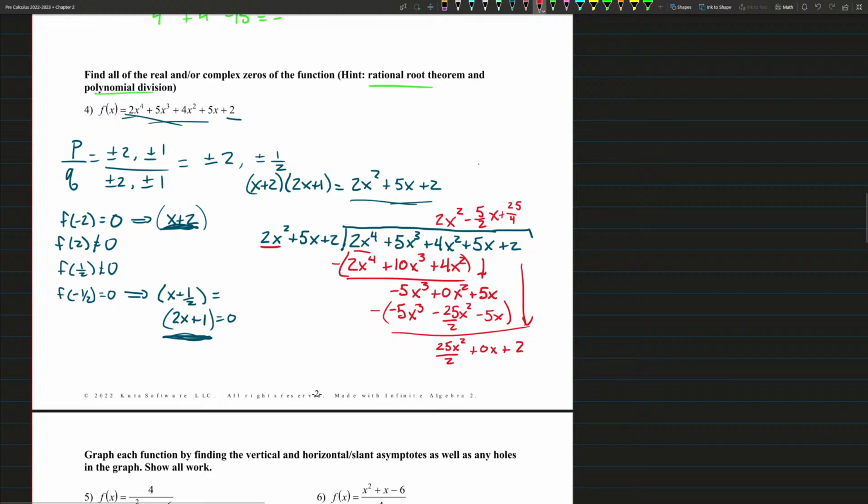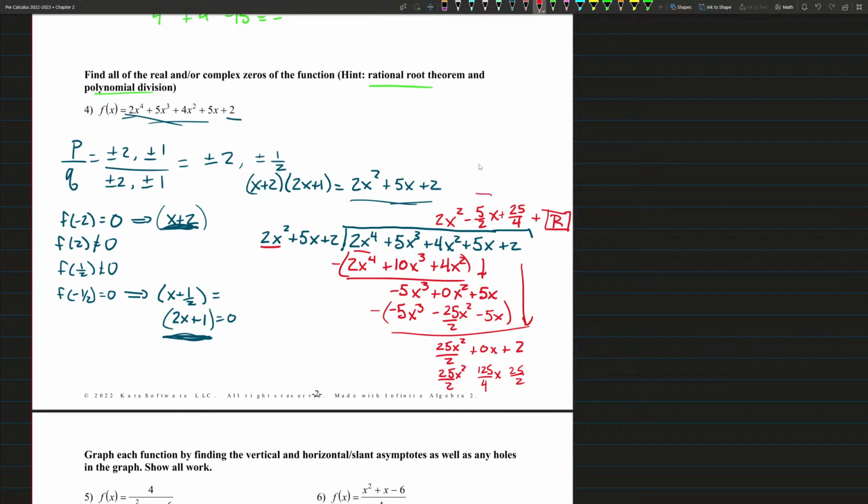Yeah, 25 over 4. I got there. That gives us 25x squared over 2 plus 125 over 4x. And then plus 25 halves. Yeah, I'm not going to do this to you. I'm going to make sure this works out a lot better. So what we would do then, we would have a remainder, so we actually can't do it.